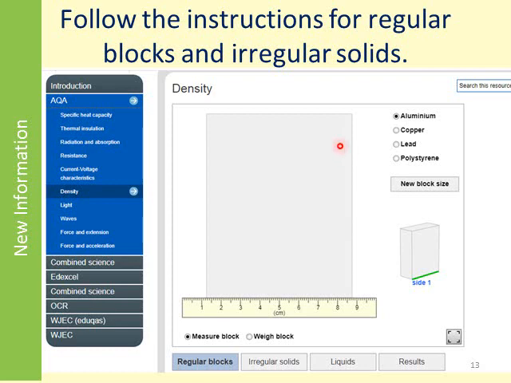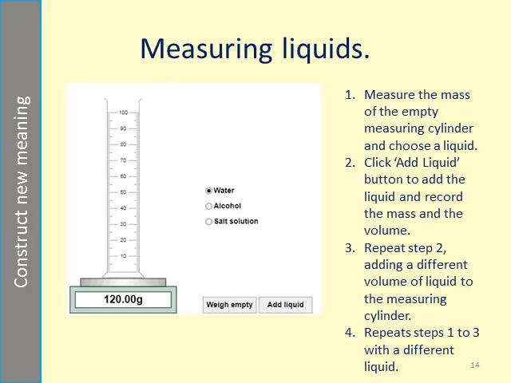So next you need to get back to this window here, and then click on liquids to start recording your results for density of different liquids. So this will come up, and here are the instructions here. So you measure the mass of the empty cylinder and then choose a liquid. So that's weigh empty, and then add the liquid, and this one is water.